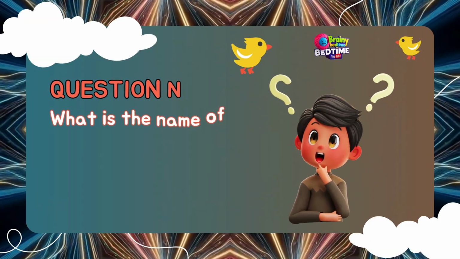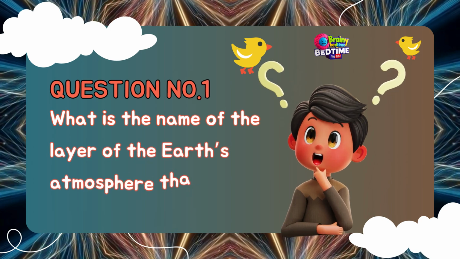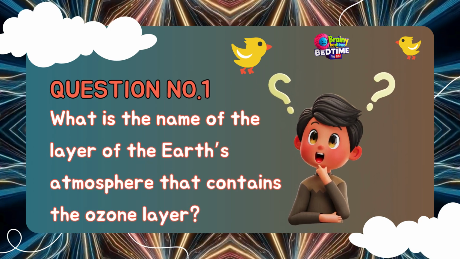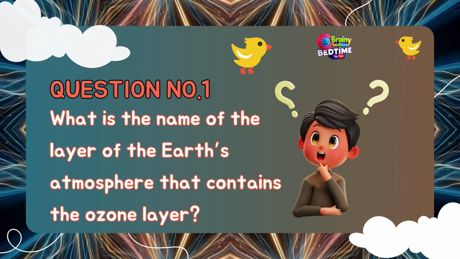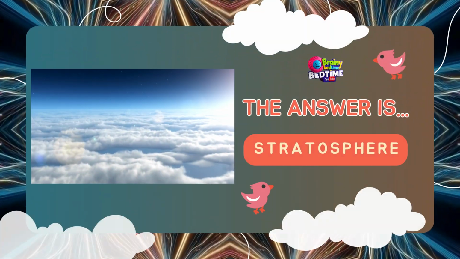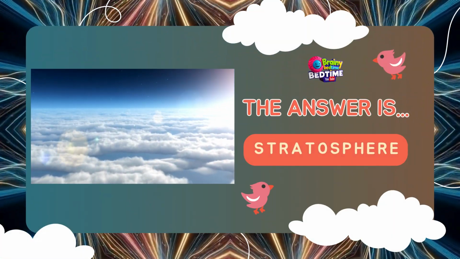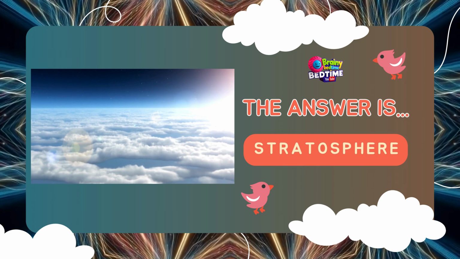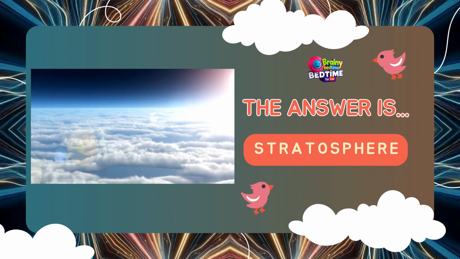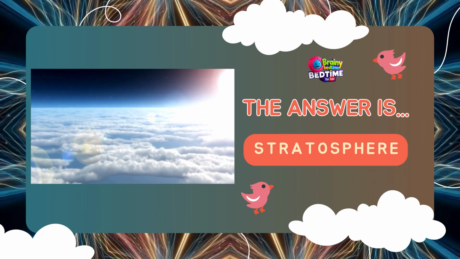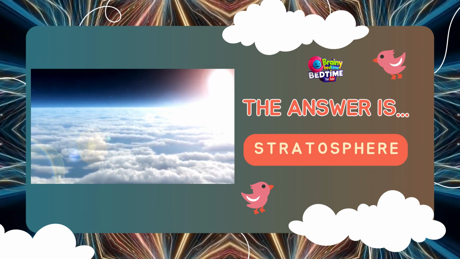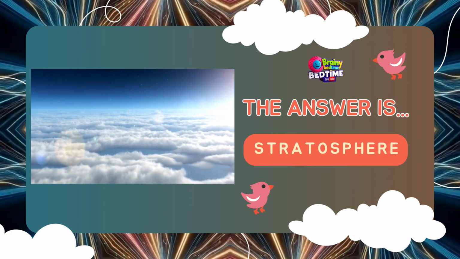Question number 1. What is the name of the layer of the Earth's atmosphere that contains the ozone layer? The answer is stratosphere. The stratosphere is the second layer of Earth's atmosphere, located above the troposphere, containing the ozone layer that absorbs harmful UV radiation.